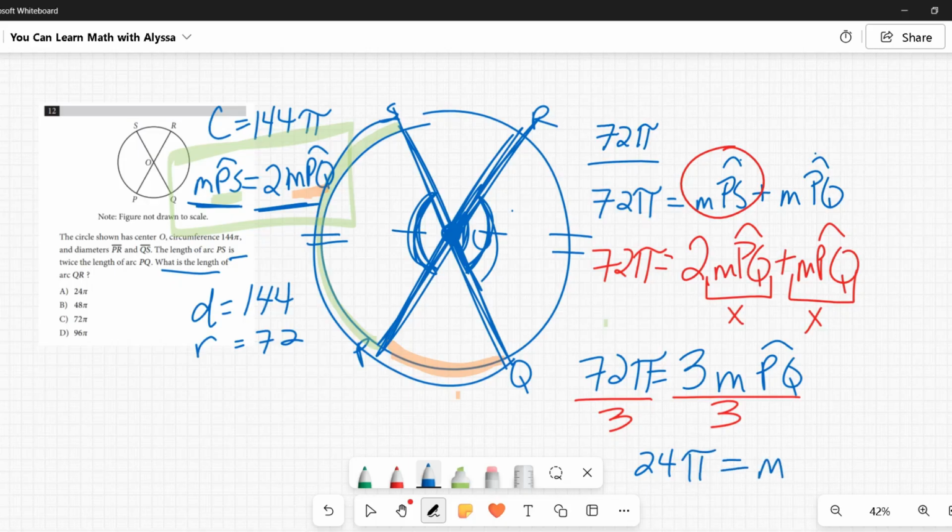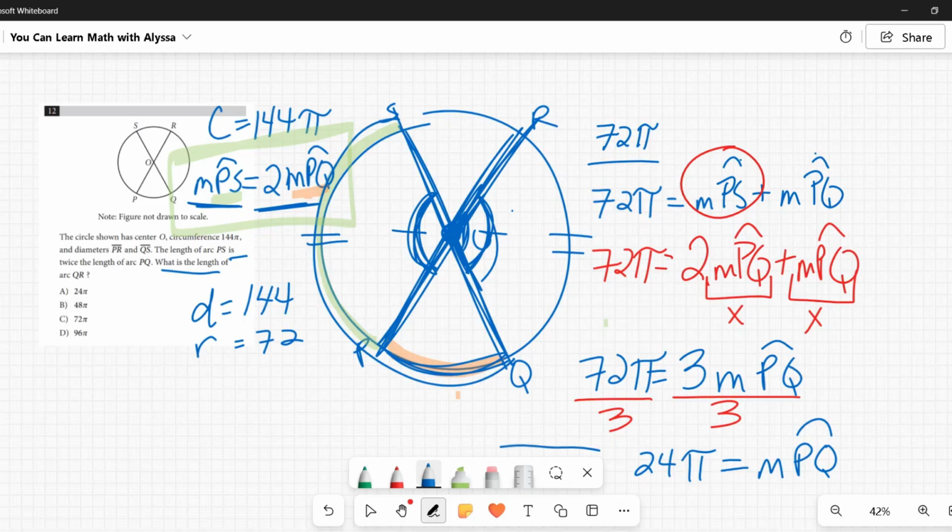And on the side, I have my measure of PQ. I am just in a mood today. There we go. 24 pi is equal to the measure of PQ. And you're like, but Alyssa, we didn't want PQ. We wanted PS. All right.